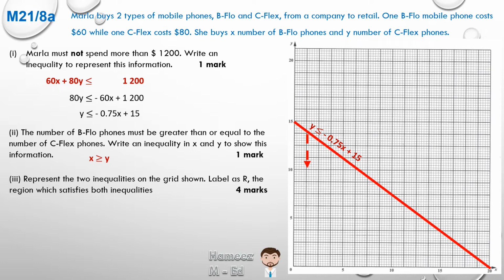For the second inequality, let's draw the line x equal to y, and that is a straight line graph passing through the origin, and when x is 10, y is 10, and when x is 15, y is 15.